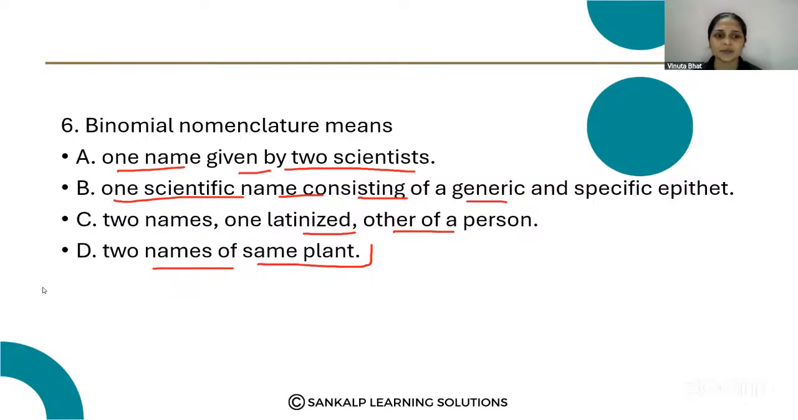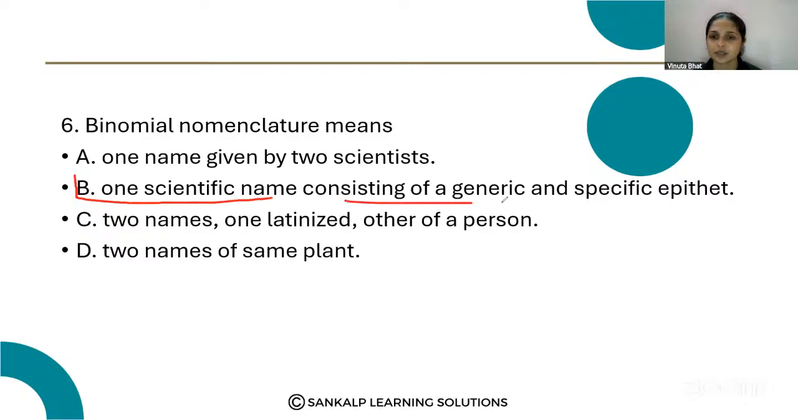Yes, what is the correct option related to binomial nomenclature? The correct option is the second one: one scientific name consisting of generic name and the specific epithet. Yes, that is the correct answer. Binomial nomenclature. Please note down the question.